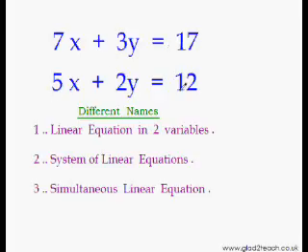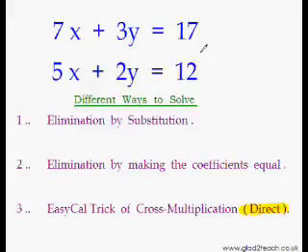These types of equations can be called by different names. The very popular name, as you know, is simultaneous linear equations. They are also called a system of linear equations, and sometimes they are called linear equations in two variables. See, we have two variables, x and y. So now I'm sure you will not get confused if any of these names are used anywhere to denote these equations.